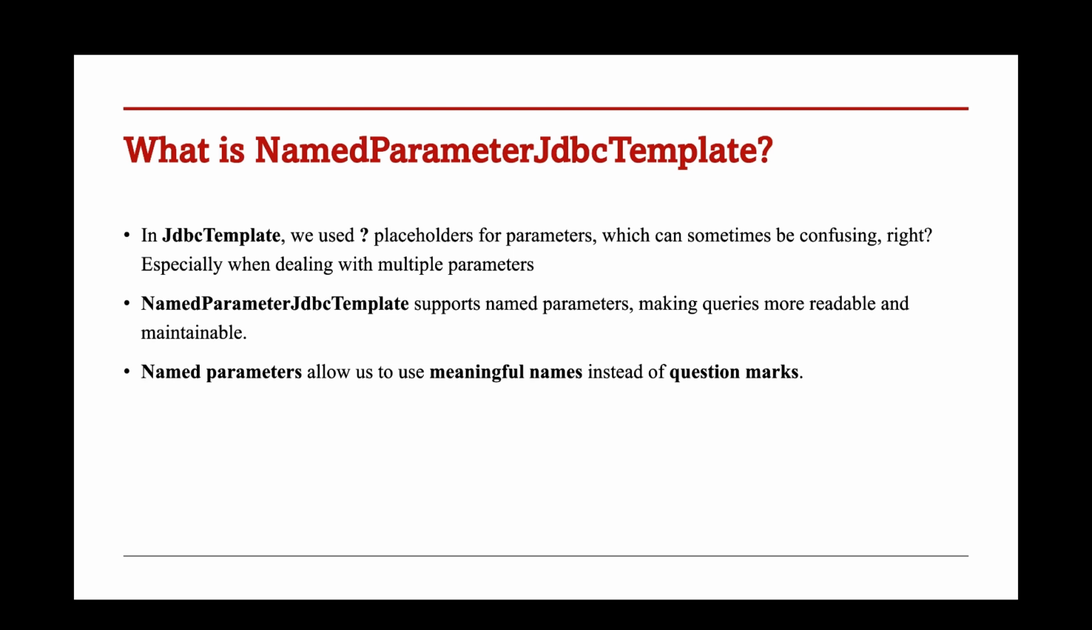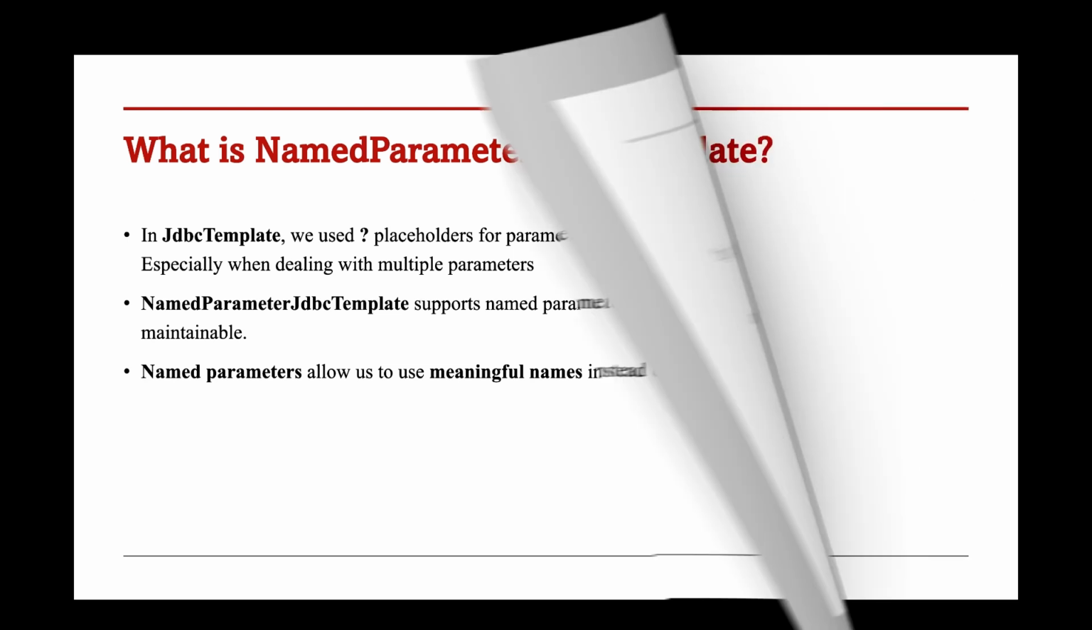NamedParameterJdbcTemplate flips the script by letting you use named parameters instead of question marks. This means you can write your SQL with clear, descriptive names, making your queries way more readable and much easier to maintain. It's like having a map for your parameters, so you never lose track of which value goes where.